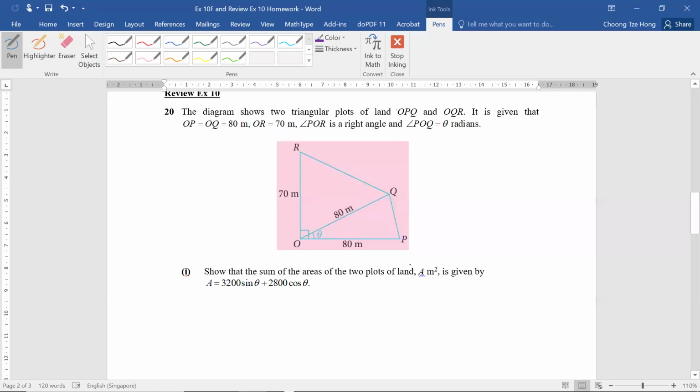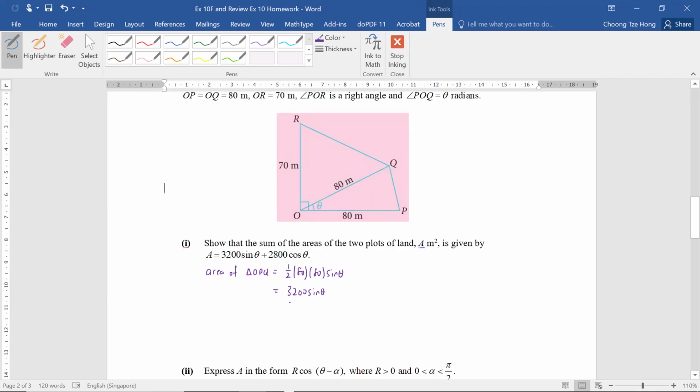Right, so this one is actually quite straightforward because they already told you that A is the sum of the two plots of land. So we should just go ahead and find the area of each plot of land and then add them together. For OPQ, we'll use the formula half ab sine C. For triangle OPQ, the two sides are 80 and 80 and the included angle is theta. So it will be half times 80 times 80 sine theta, which gives us 3200 sine theta.